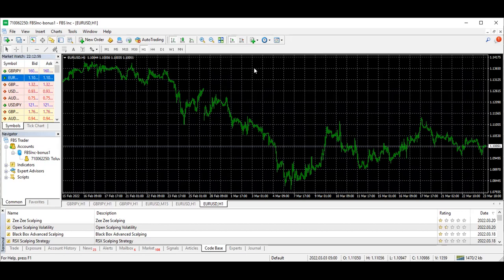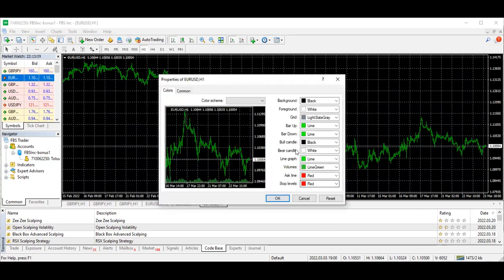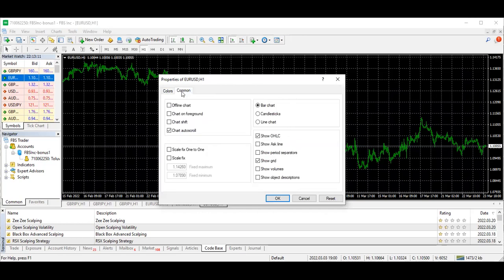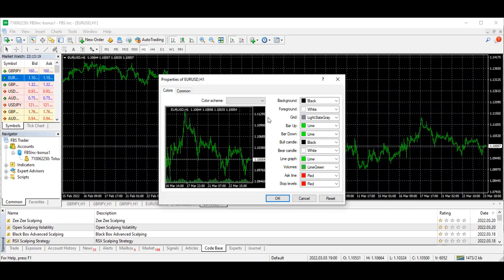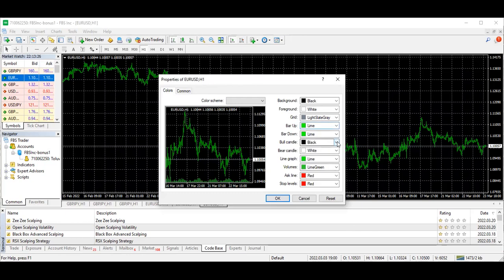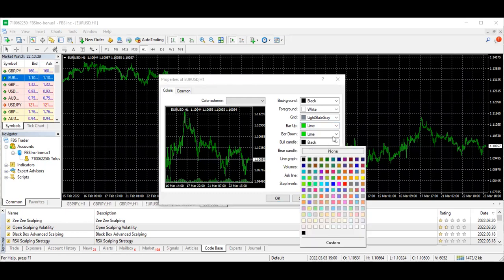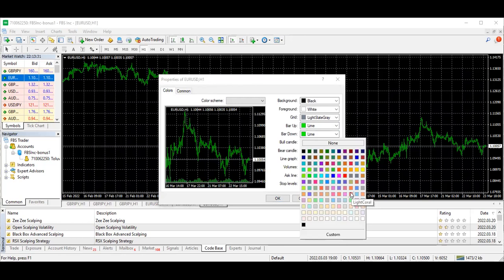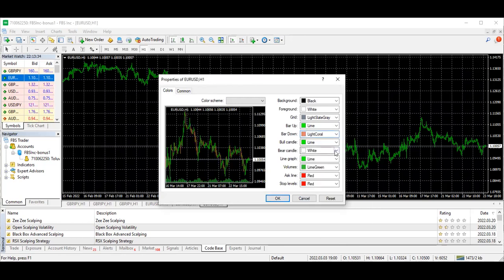Without the template, if you want to set this up directly yourself, this is how to work around it. The first thing you do is customize your chart. I don't like what I'm seeing on the chart, I don't like this box there. I like my charts to be clean. And I like my candles to be in this color. This is what I like to work with.